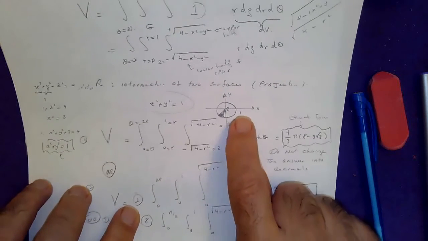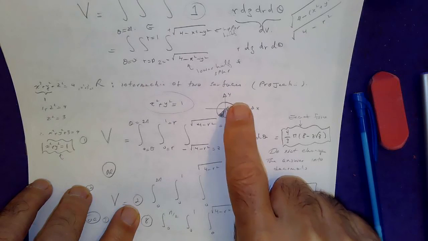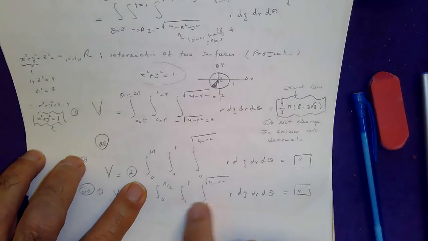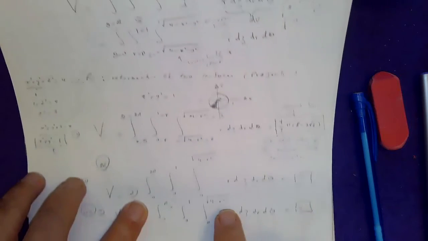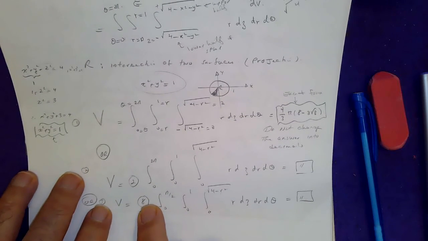On the other hand, if you go a quarter of a circle, like 0 to pi over 2, this is like 1/8 of the volume of this solid. You're trying to find the volume, so multiply the answer by 8.